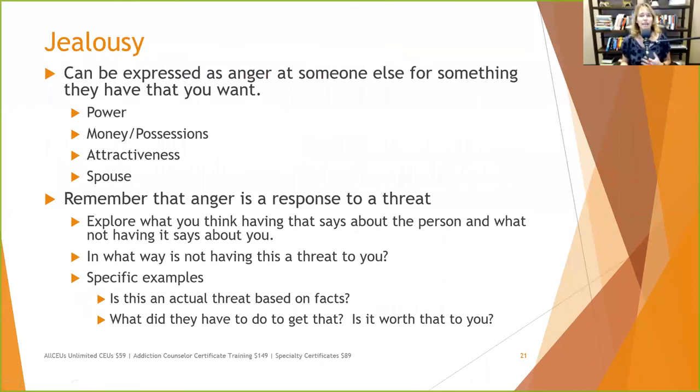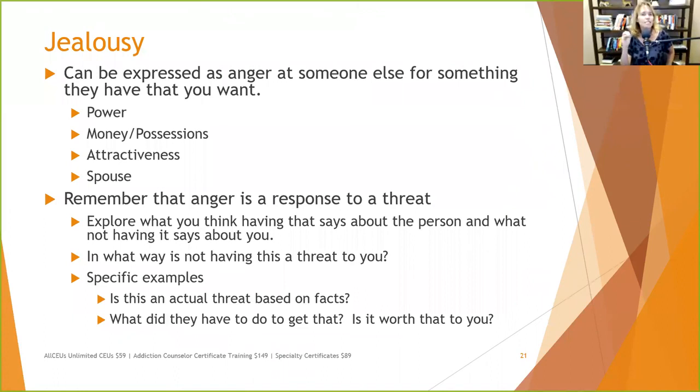Jealousy can be expressed as anger at someone else for something that they have that you want. So I encourage clients, we put these 4 things up on the board, and I ask them, what do these things mean? What do you think having power says about the person, and what not having power says about you? Why can you be jealous, or why are you jealous over someone who has more power than you do? In what ways is not having power a threat to you?